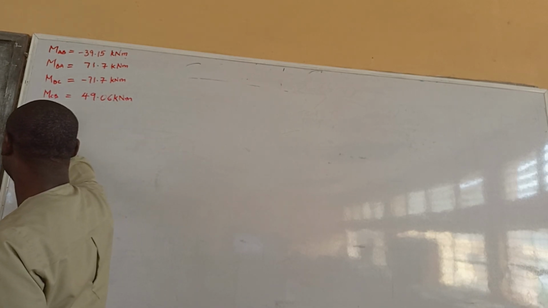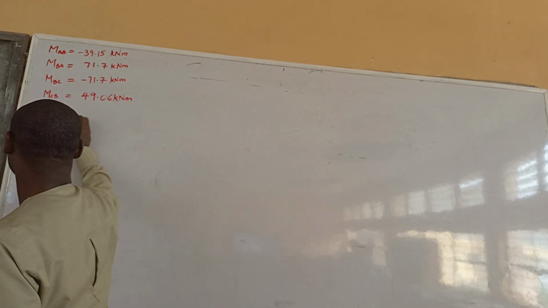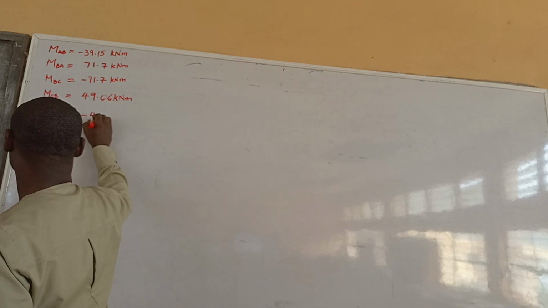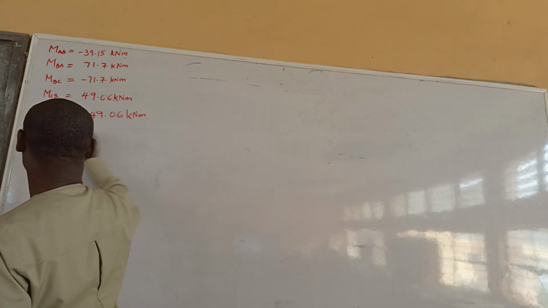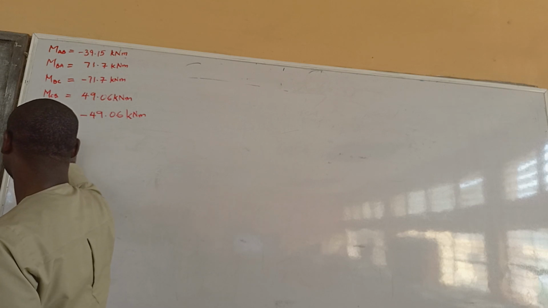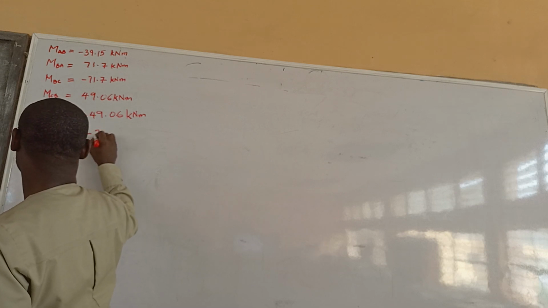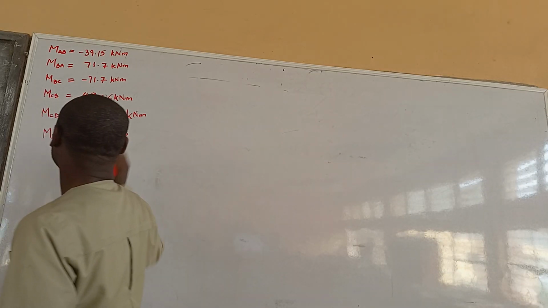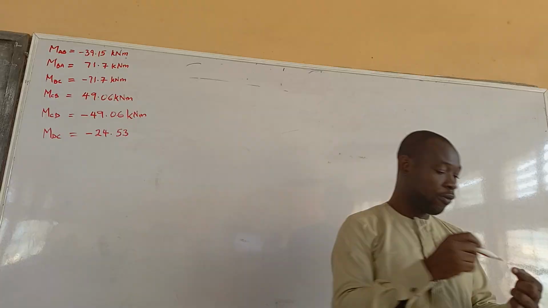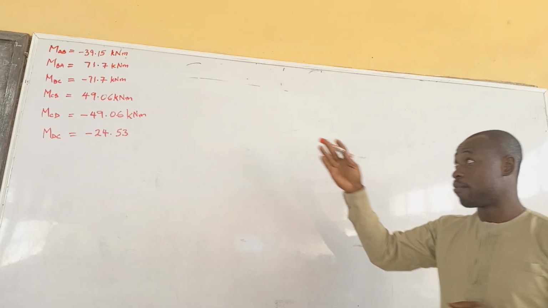And our moment at point C towards D is what? Minus 49.06 kilonewton meter. And our moment at point D towards C is what? Minus 24 point what? 5.3. However, it is possible for you to have what I have here.